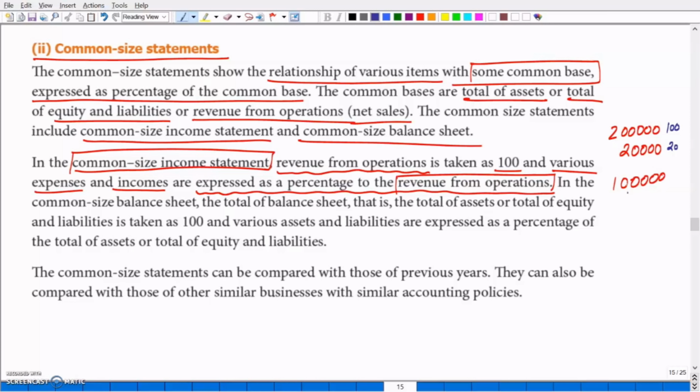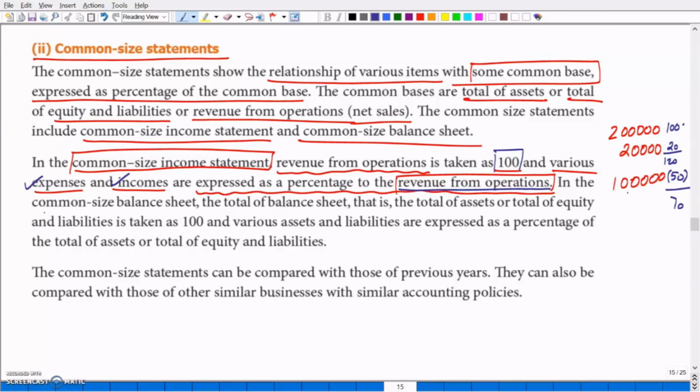What about this 1 lakh? If 2 lakh is 100, 1 lakh is equal to 50. So 100 plus 20, 120, minus 50, you get profit equivalent to 70, right? So that's how the common size income statement works. Here revenue from operations is taken as 100, and various expenses and incomes are expressed as a percentage of what? Percentage of revenue from operations.